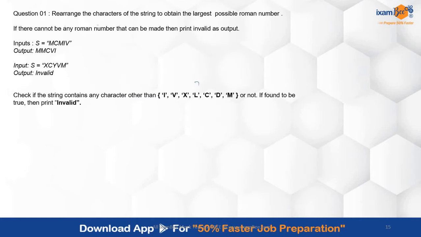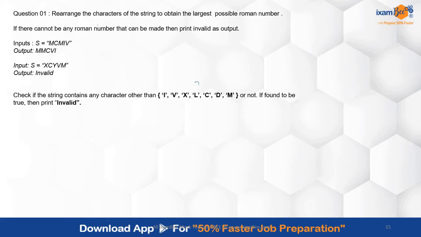So let's begin with question number 1. Question number 1 is related to string manipulation, but with some other logic also, where you have to rearrange the characters of the string to obtain the largest possible Roman number. If there cannot be any possible Roman number, then you print the string invalid as the output. So you can see here for the input S, if you have a set of characters like MCMIV, the maximum possible Roman number that you can obtain out of it is MMCVI. And this will be the output.